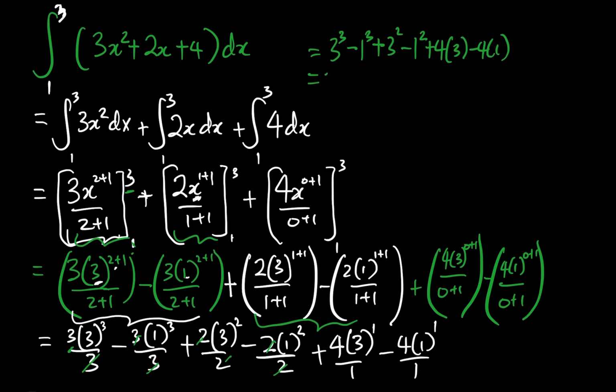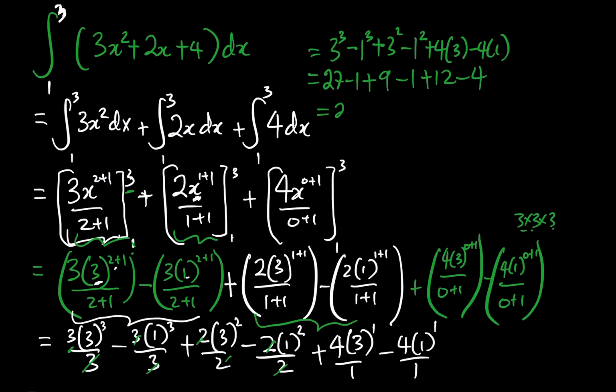Basically, this is going to give us 27, because this is the same as 3 times 3 times 3. Just 9 times 3 is 27. Minus 1, because 1 cubed is 1 times 1 times 1, which is 1. Plus 3 squared, which is 9. 3 times 3 is 9. Minus another 1. Plus 12 minus 4.